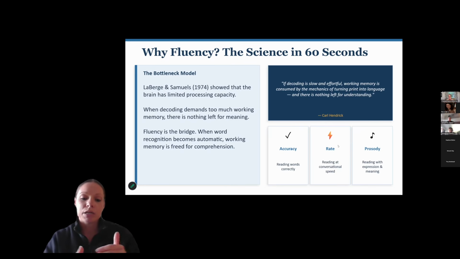One of the ways we can do that is by not looking at fluency as just how fast a kid can read, but also thinking about the accuracy of their reading. We're thinking about how fast they are reading, and then we're also really focusing on prosody. That's the expression, and adding meaning to the words and the sentences that they are reading out loud.